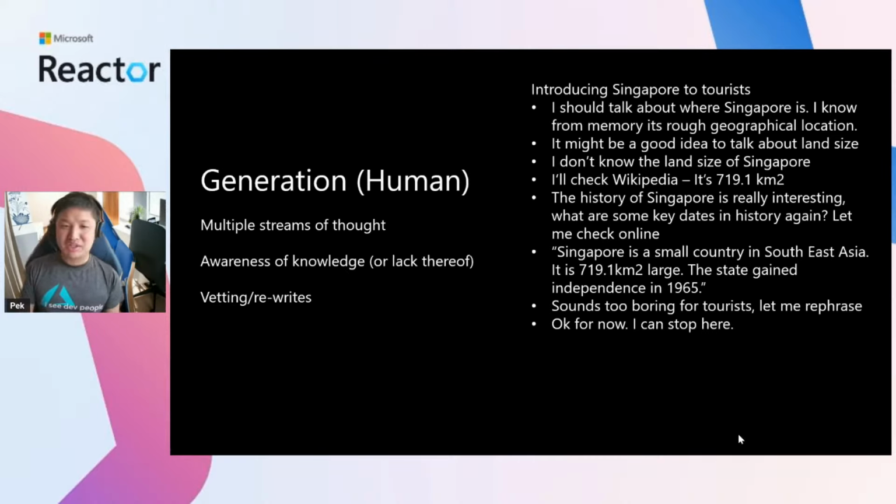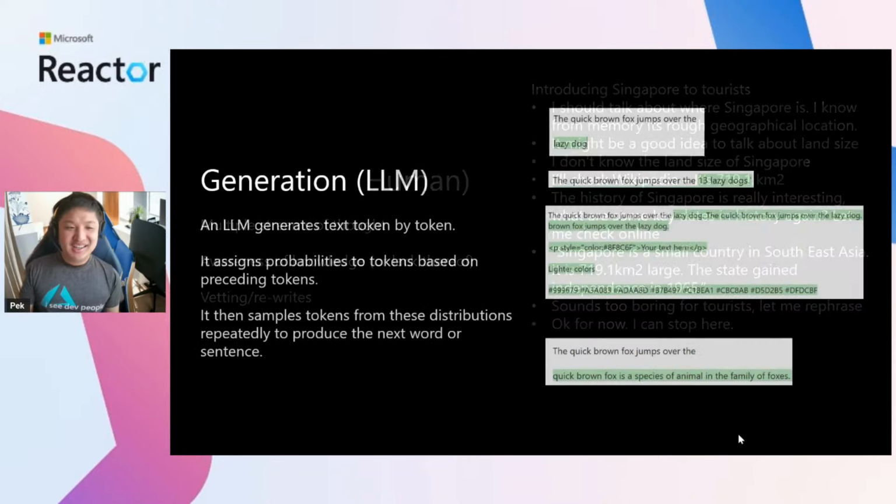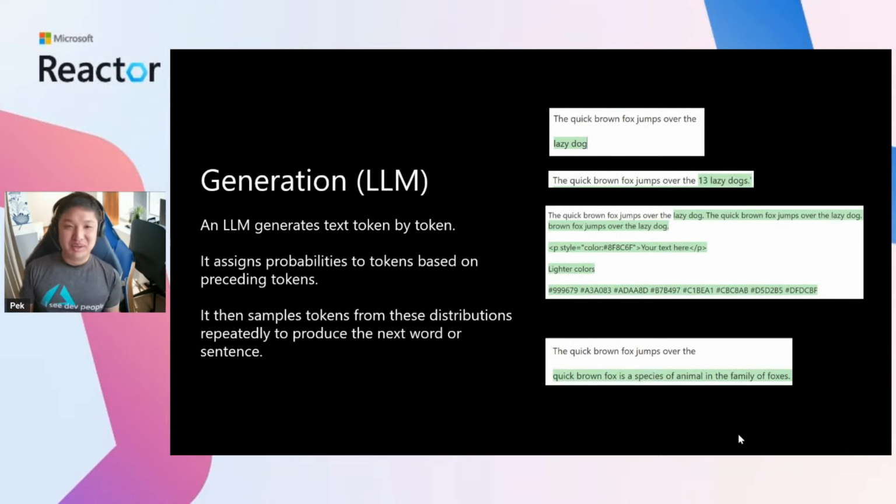Now, an LLM doesn't do a lot of that, right? An LLM actually generates the text token by token. If you've used any of these tools like ChatGPT, for example, you would see a very curious case of your words slowly appearing on the screen. The reason for that is that these words are literally being generated word for word.